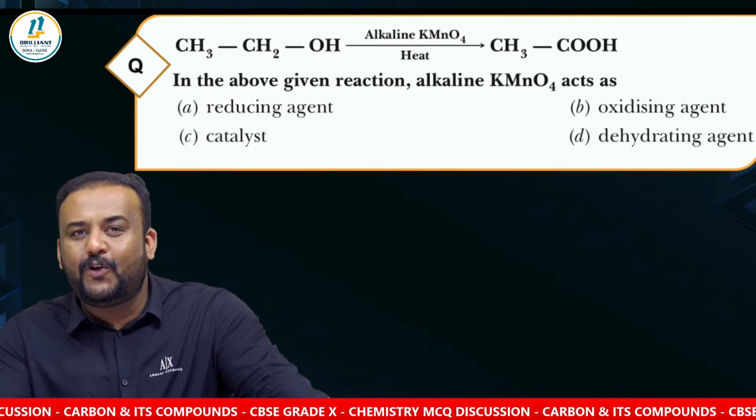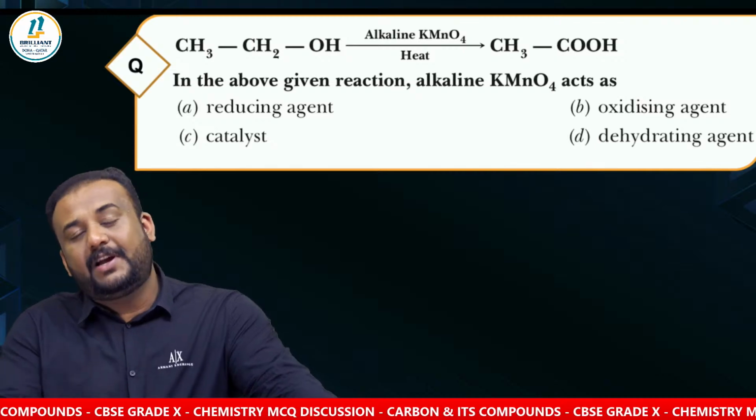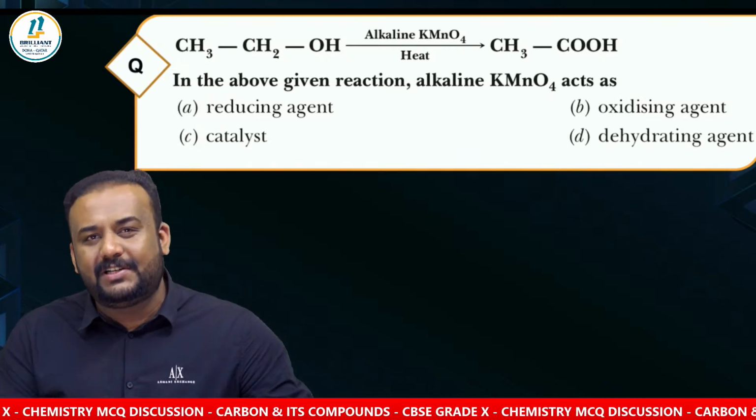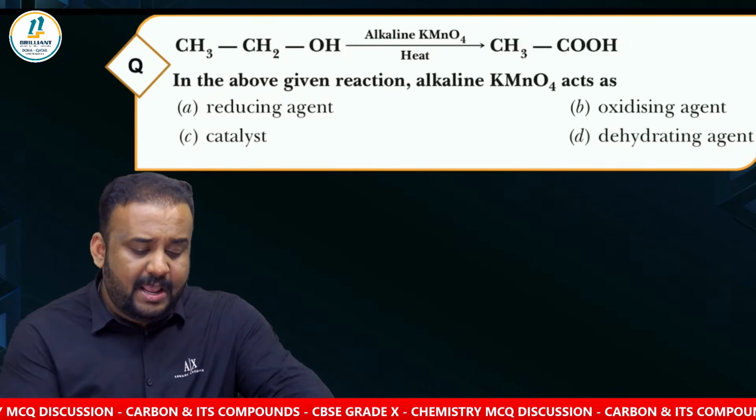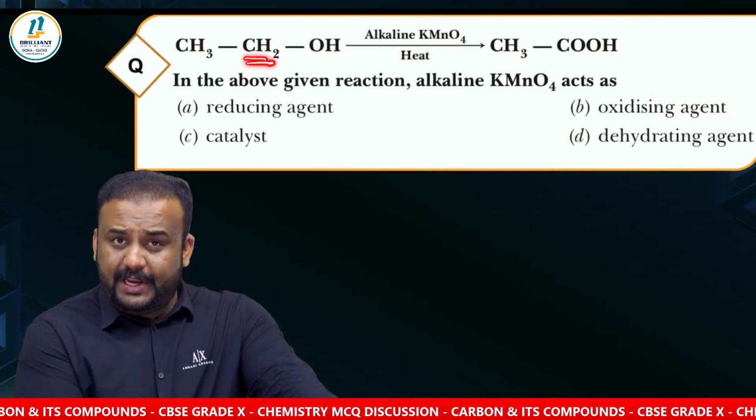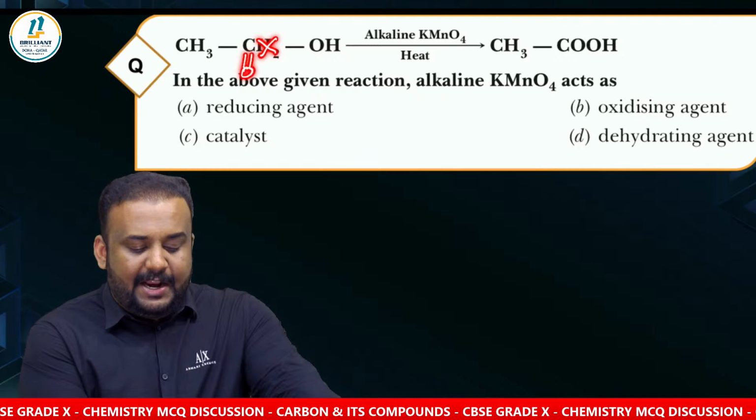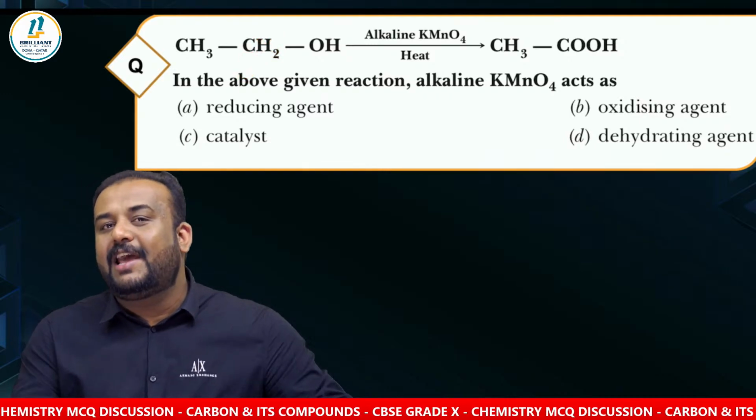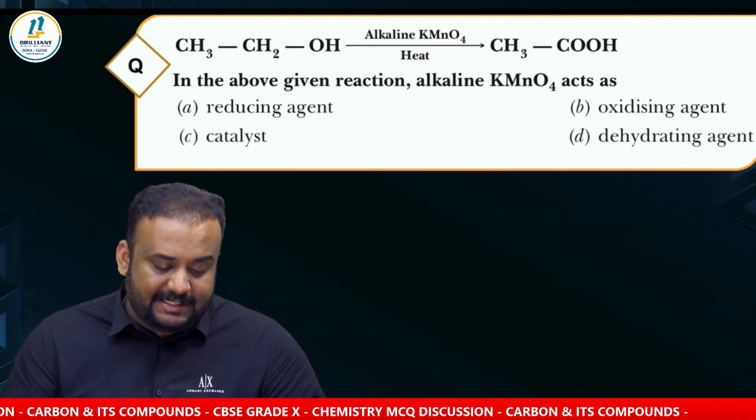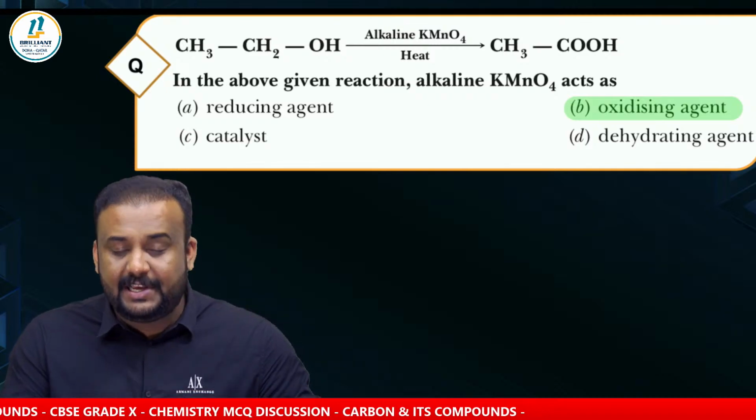Alkaline KMnO4 is acting as the oxidizing agent. If you recollect the definition of an oxidizing agent, it is a substance that adds oxygen to a starting compound, and that is exactly what we see here, right? CH3CH2OH becomes CH3COOH. So hydrogen is removed and oxygen is added, and that is what KMnO4 did here to ethanol, and that's how ethanol became ethanoic acid. So the function of KMnO4 here is that it is acting as an oxidizing agent.